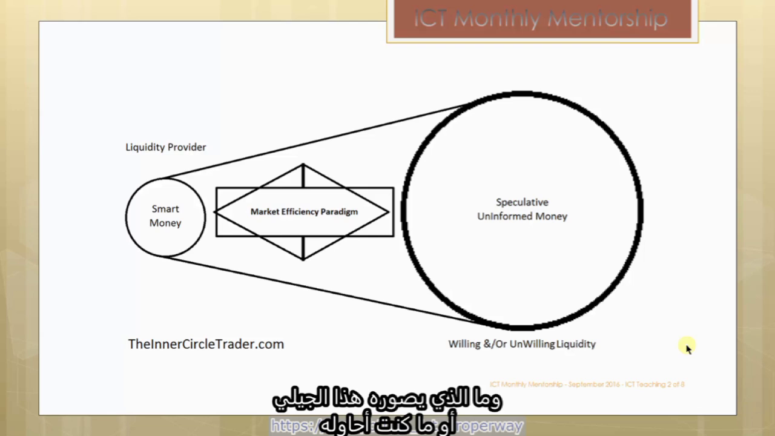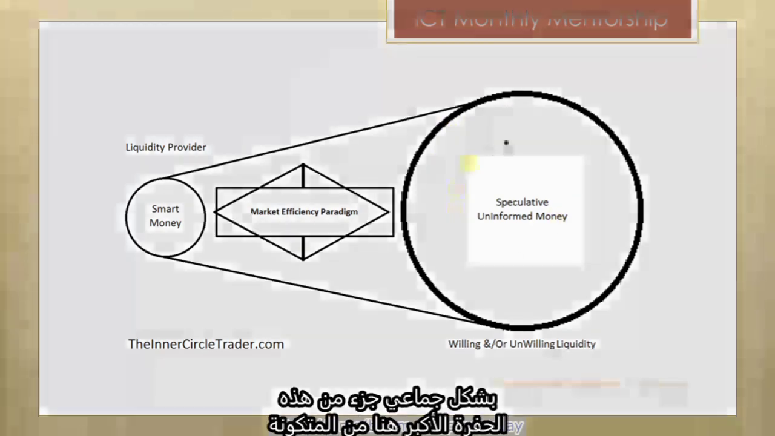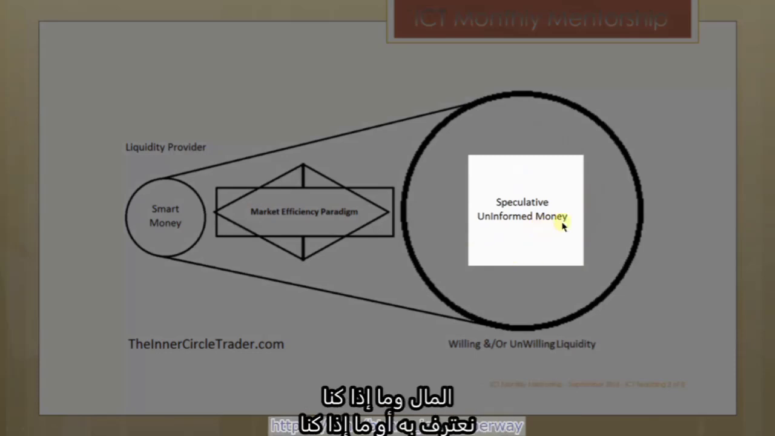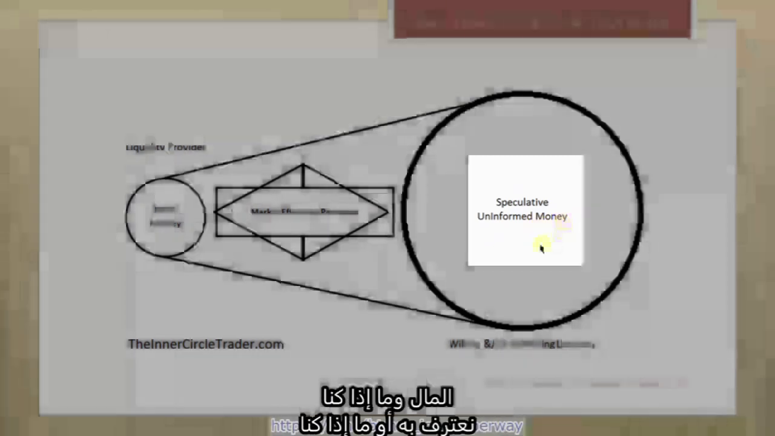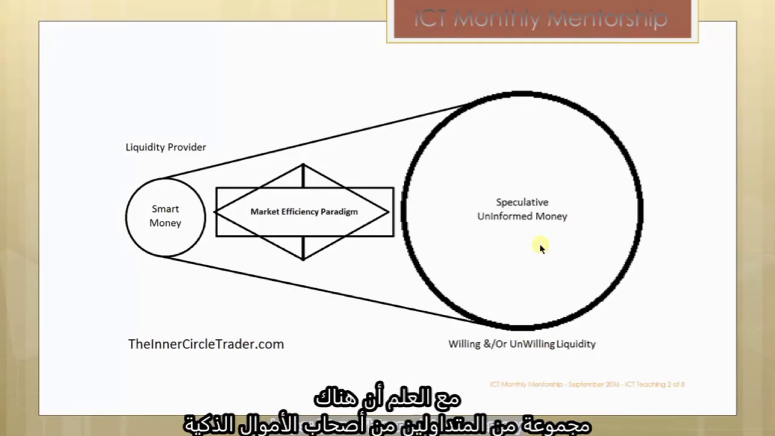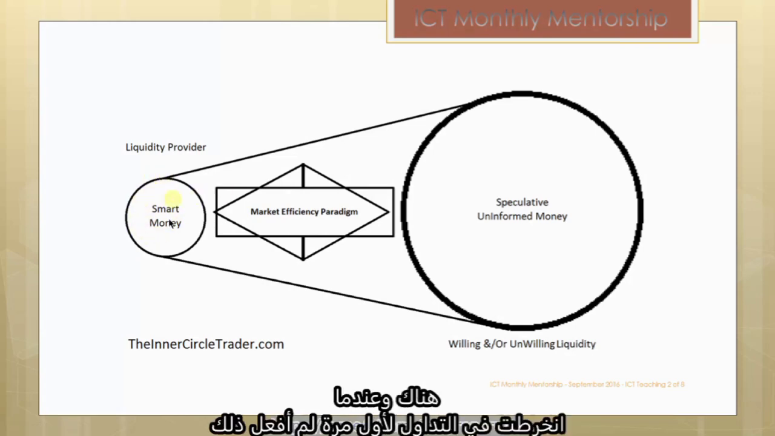And what this generally is depicting, or what I was trying to communicate by drawing it out, is we as new traders are collectively part of this larger whole over here of uninformed money. And whether we acknowledge it or whether we believe it or not, we will invariably come in contact with the understanding that there is a smart money group of traders out there.